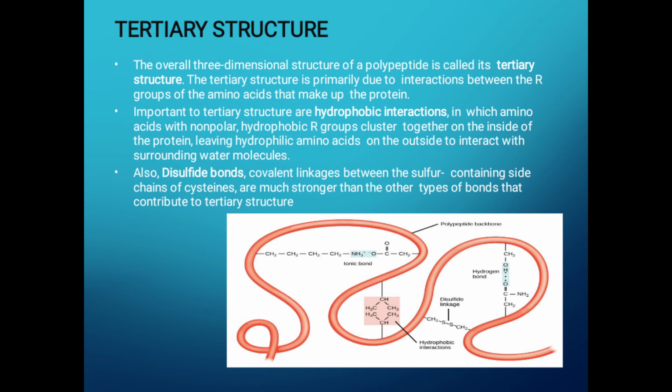Also, disulfide bonds, covalent linkages between the sulfur-containing side chains of cysteines, are much stronger than other types of bonds that contribute to tertiary structure. See in the tertiary structure.